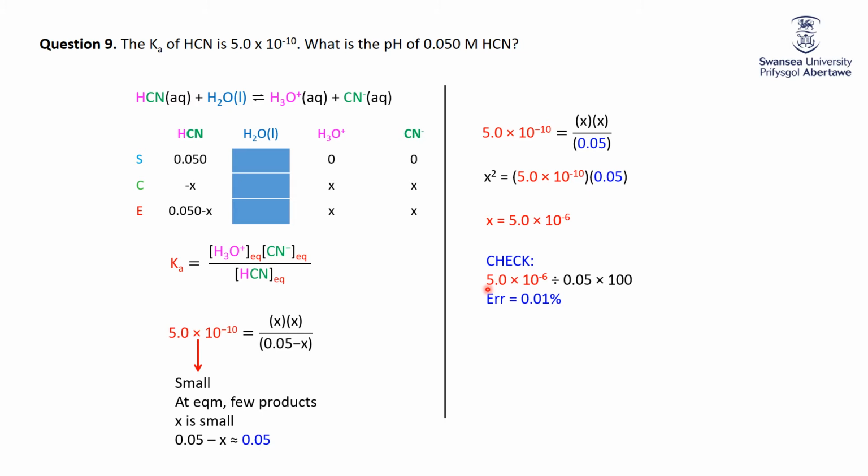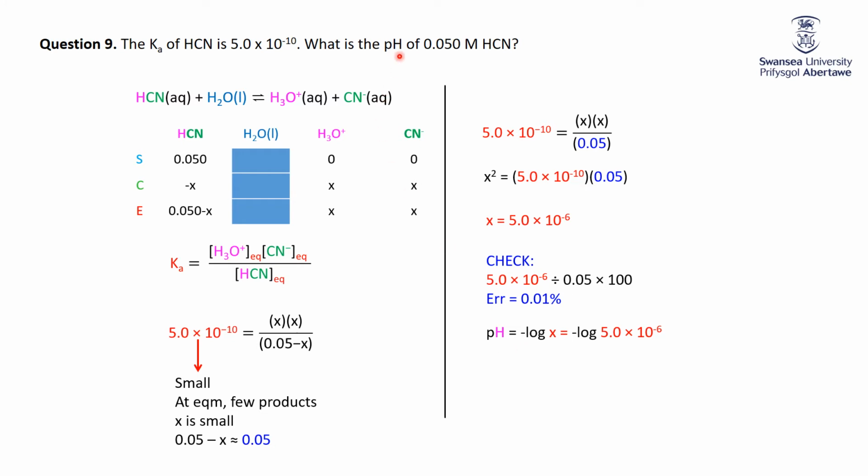And the way we check our assumption is we take the value of x, we divide it by the number that we said it was small compared to, so in other words 0.05, multiply it by 100. So essentially we're determining the percent error in ignoring x. And when we get that here, we get 0.01%, which is very, very small. All we need is less than 5%.